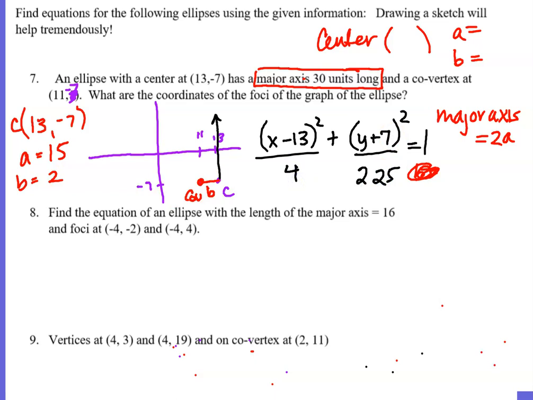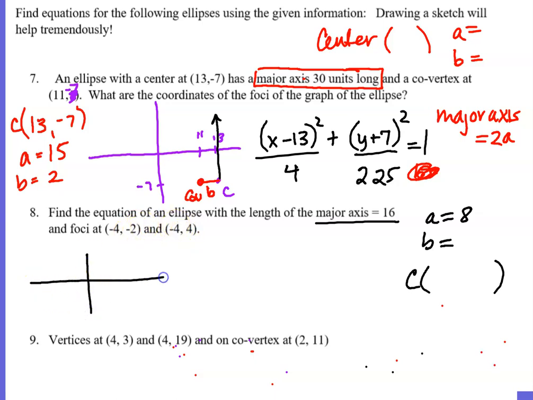Okay. All right, and number 8, find the equation of an ellipse with the length of the major axis 16. Hey, if you know the major axis, you know A. A is 8. We need B, and we need the center. Okay, so they give you both foci. Remember, the foci are perfectly distanced away from the center. So if I were to graph this, (-4, -2) and (-4, 4), if these are both of the foci, then the center would be perfectly in between them, guys. So I need to find the midpoint.